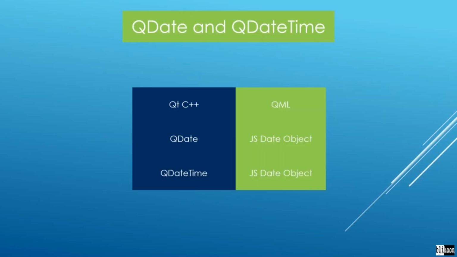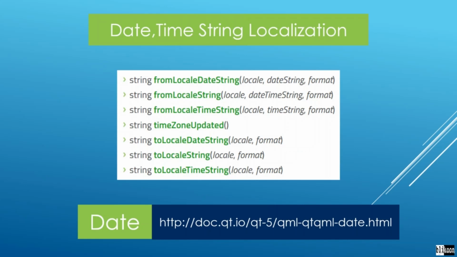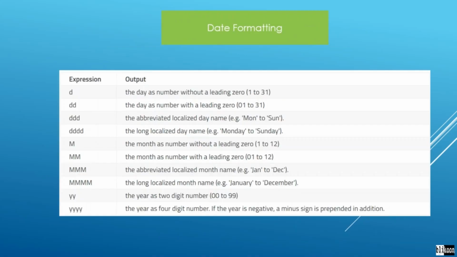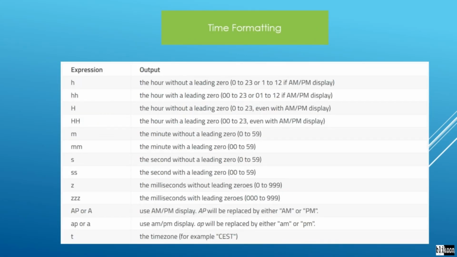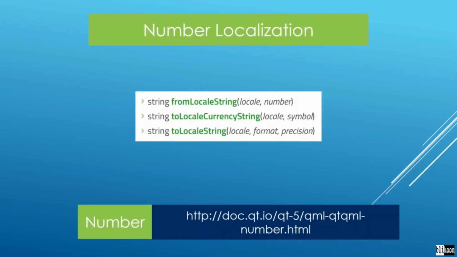In this lecture, we're going to explore the string, date, and number data types in more detail. When passing data back and forth between Qt C++ and Qt Quick, the QDate and QDateTime objects are transformed automatically to the JavaScript date object. We are also going to look at how to work with string arguments in QML, an added feature to the JavaScript standard. Next, we are going to explore the localization methods that are available for date, time, and string, and look at a few formats you can use when you are displaying date and time information. On top of that, we're also going to look at how the number type can be localized. We have a lot to cover.